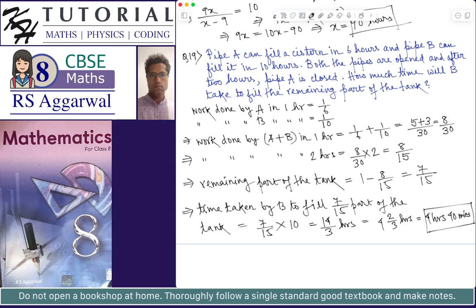So the remaining part of the tank should be, so work done in 1 hour means whatever the fraction is, that means that if the fraction is positive, that part of the tank is filled up. That is 8 by 15th part of the tank is filled up. So the remaining part of the tank will be 1 minus 8 by 15, which is equal to 7 by 15. Now we have to find how much time it will take for pipe B to fill 7 by 15th part of the tank. And it should be 7 by 15 multiplied by 10.